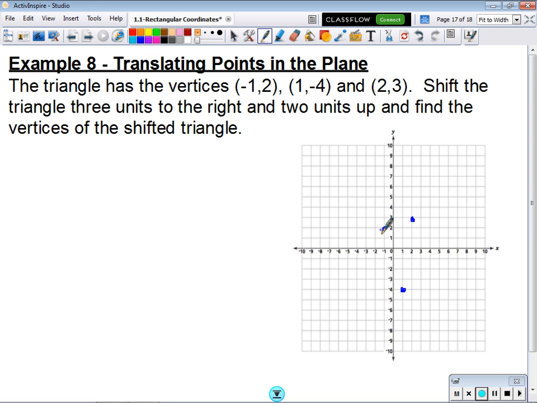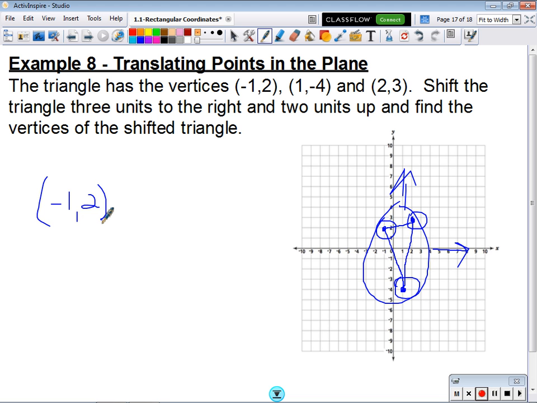So if I connect these points to make a triangle, what the question is asking me to do is if I were to take this entire triangle and move each of the points 3 units to the right and 2 units up, what would the coordinates of these 3 points be if I do that? So I'm going to take each of the points here, I'm just going to list them off to the side here. -1, 2, 1, -4, and 2, 3.